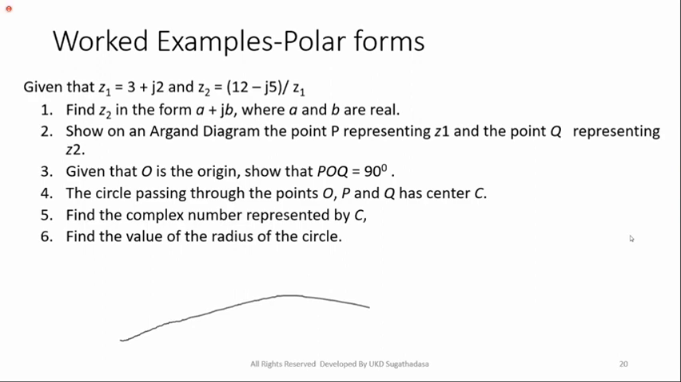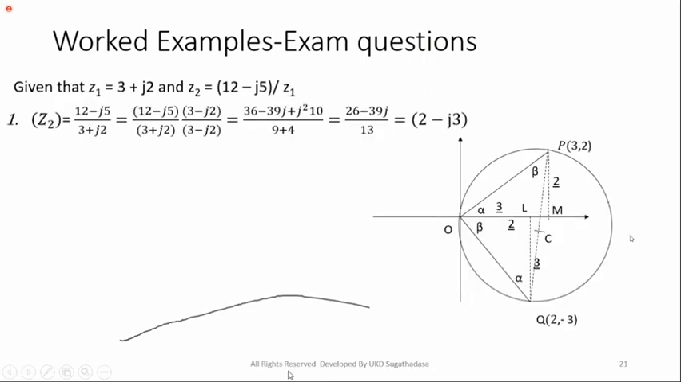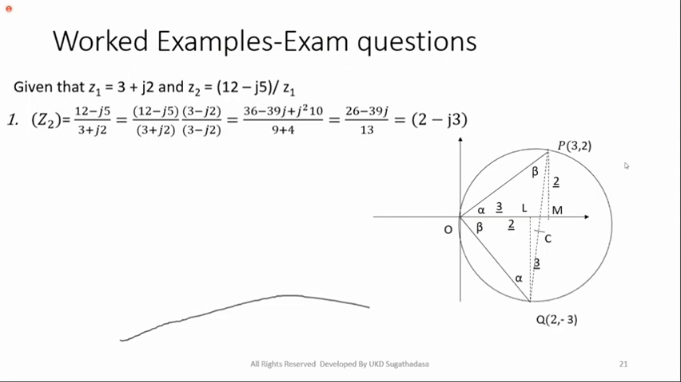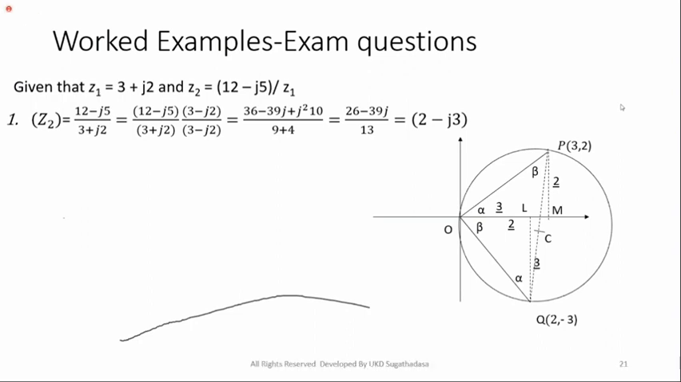I'll just show you the start if you want. A diagram is not necessary for this first part. Sometimes you feel it's difficult, but as you do this kind of thing, you can understand easily. Z2 is 12 minus j5 divided by 3 plus j2. What is the mechanism? Multiply both numerator and denominator by the complex conjugate of 3 plus j2, that is 3 minus j2. Just simplify.